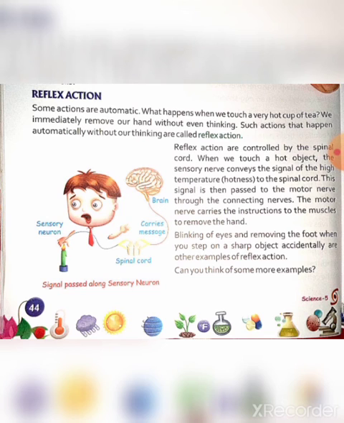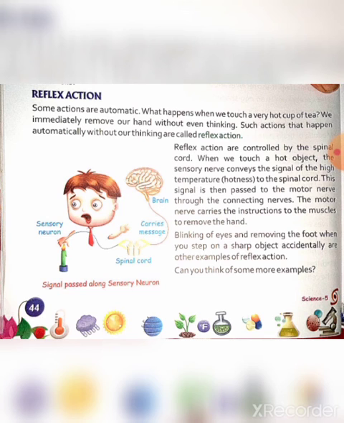Okay, when we touch the hot cup, we don't think anything. So what do we do, isn't it? We immediately remove our hands from the hot cup or hot tea. So this is called the reflex action. That means the action that is done without the instruction of the brain, that is done immediately. Okay, for example, I have given touching a hot cup, killing a mosquito, etc. These are called reflex actions. So let's see in the book.